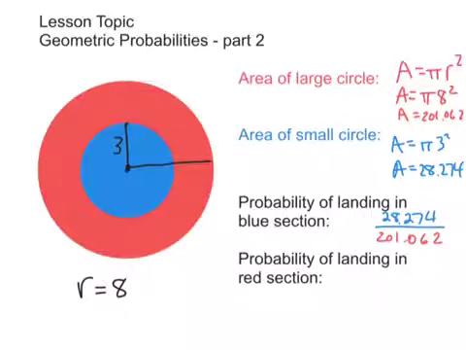If I hadn't found that yet, finding the probability of landing in the red section is a little tricky because we don't have a formula for this shape right here, the ring part that's outside the blue part. That, by the way, is called an annulus. And again, we don't have a formula for that that's straightforward. But we can get there.